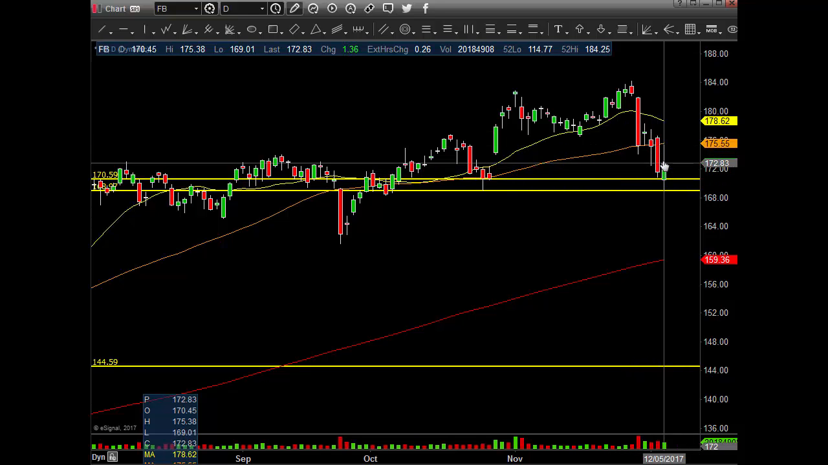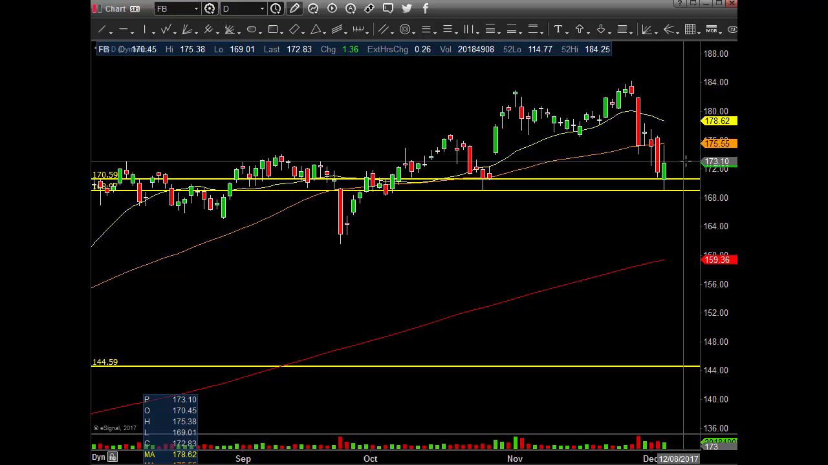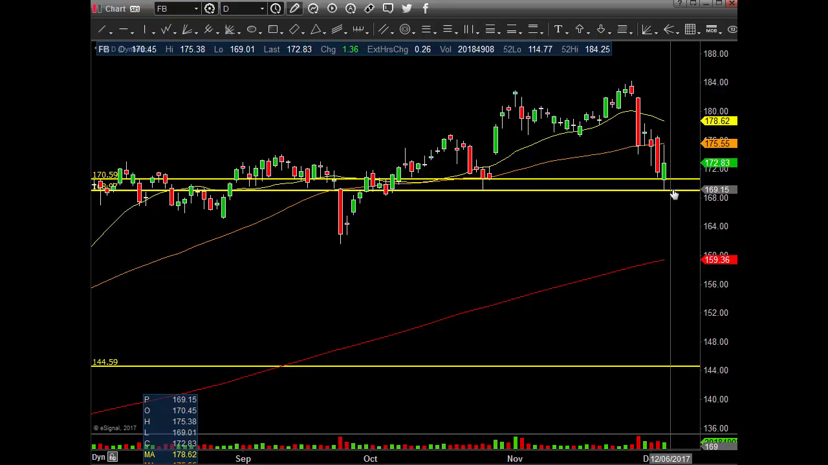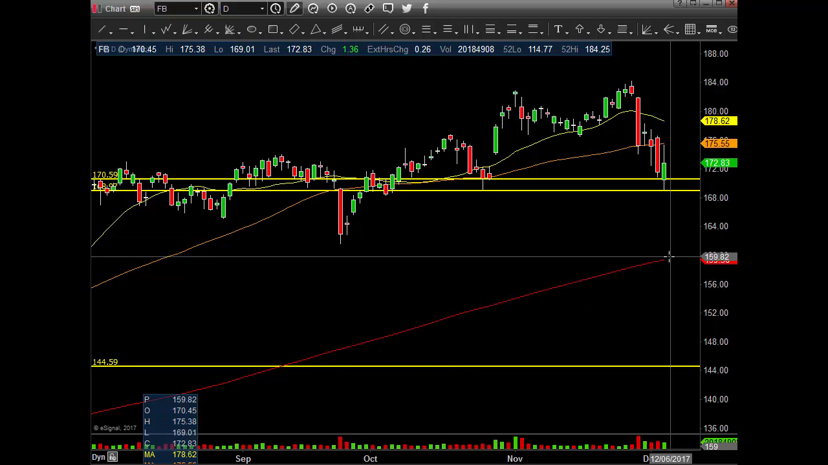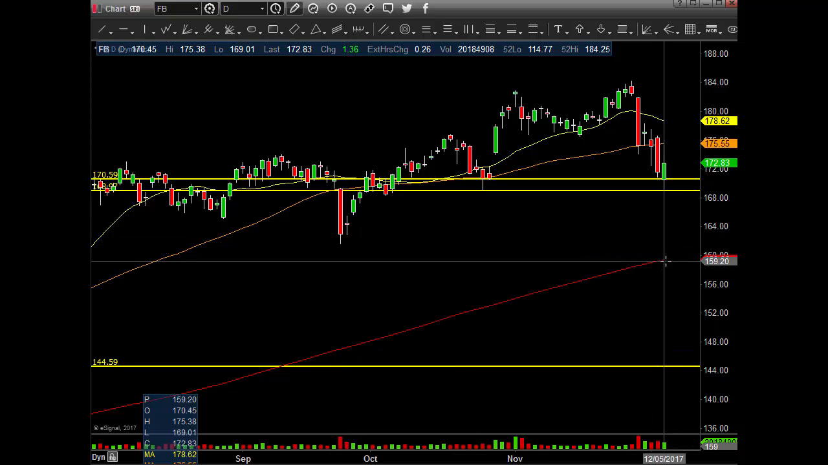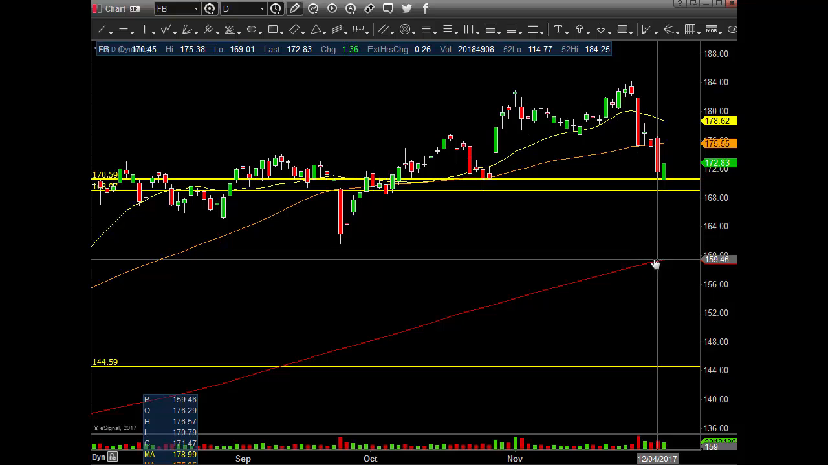Right now it's a little weak. I would expect this thing to start chopping around sideways. If it just starts coming towards here, you're most likely going to hit this double bottom and possibly go into the 200 MA. If the markets are selling, we will definitely get there.